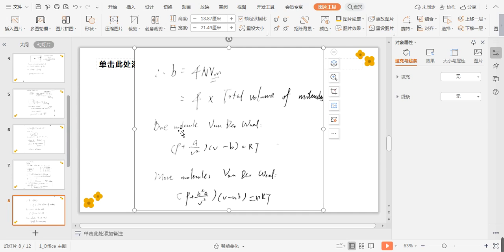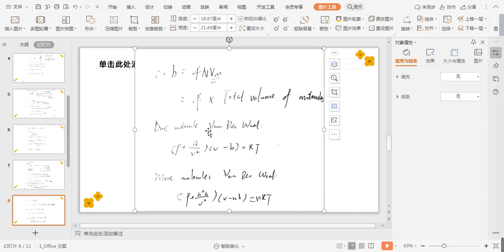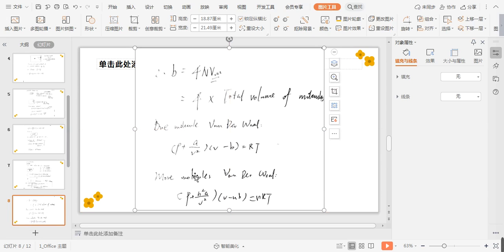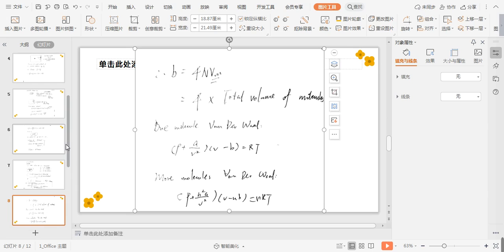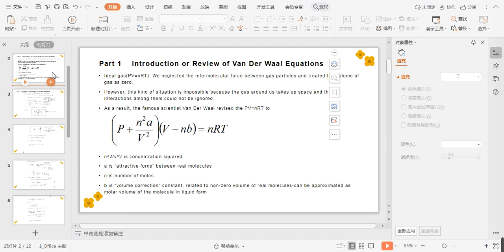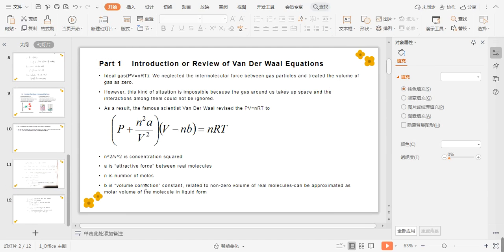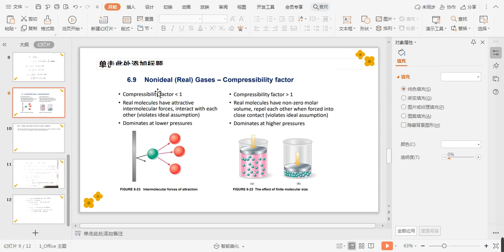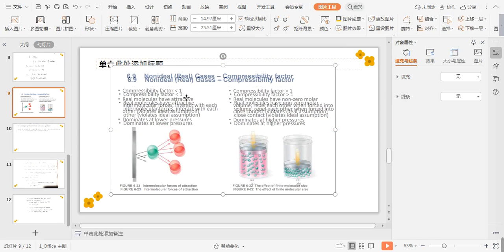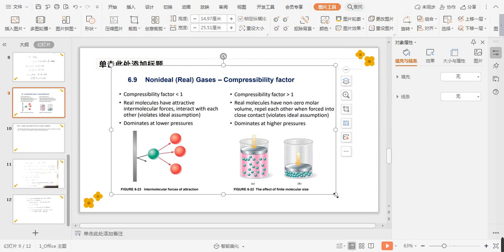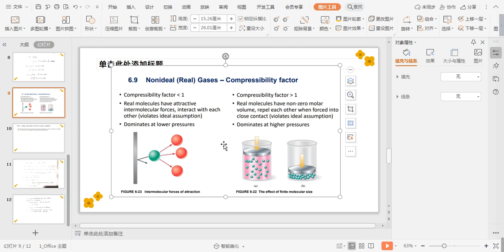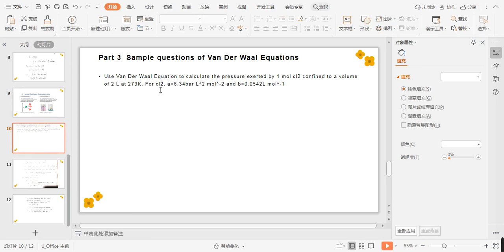So we find the van der Waals equation as this. It is one more van der Waals equation, the version for more molecules, just like this. So let's move on. You may be familiar with these pictures on OnQ, and they can help you understand what I said before. So let's quickly move on to the final part, sample questions of van der Waals equations.